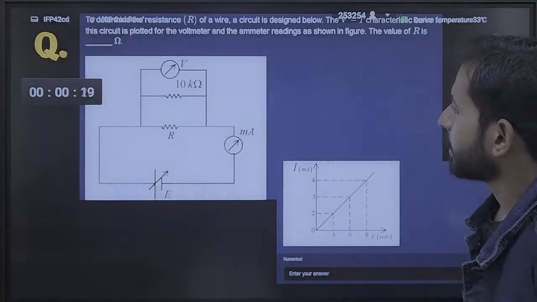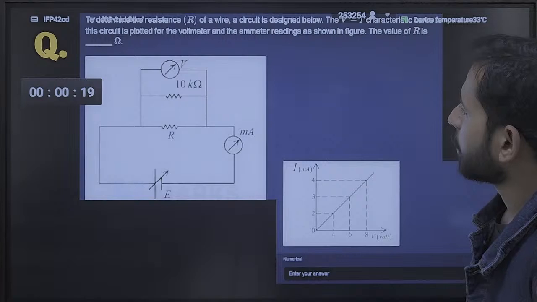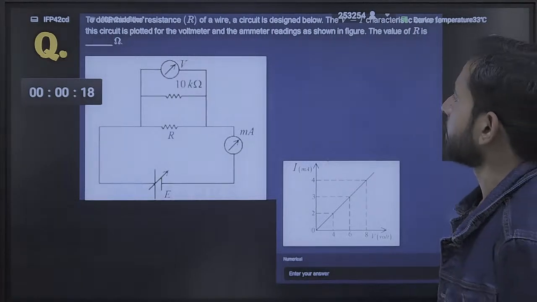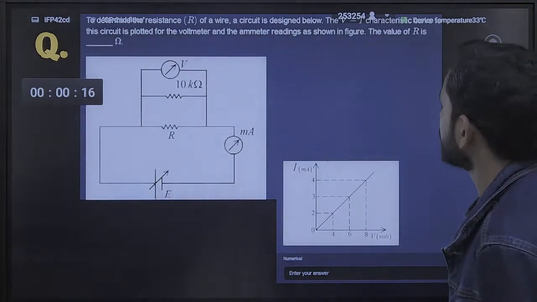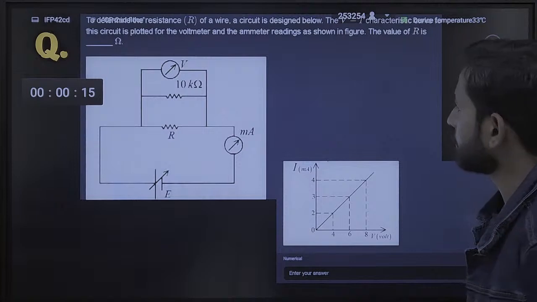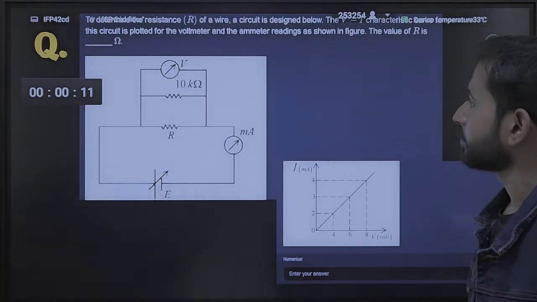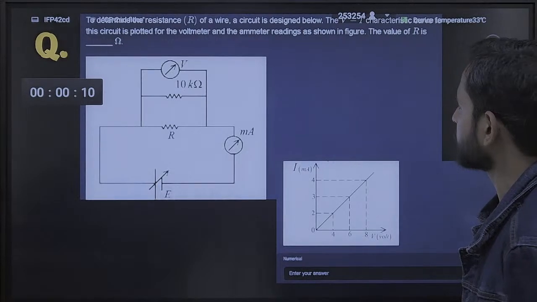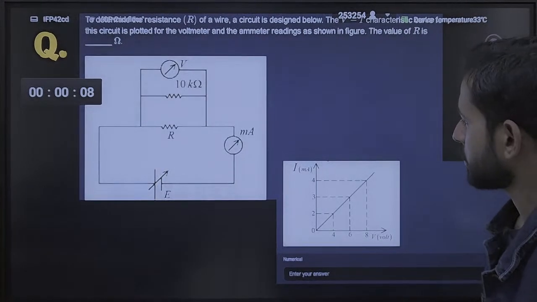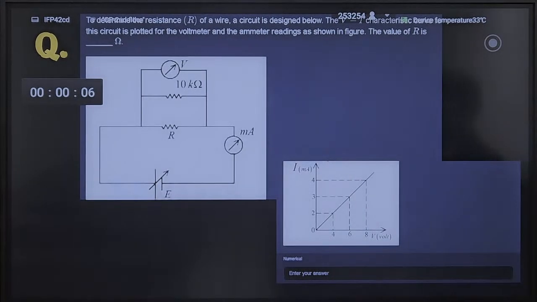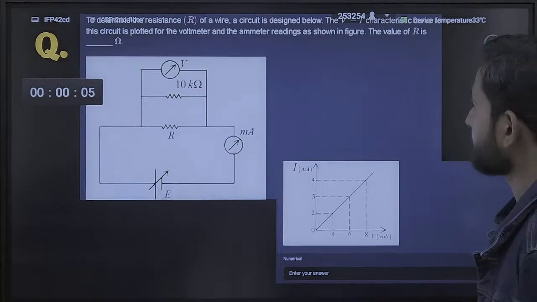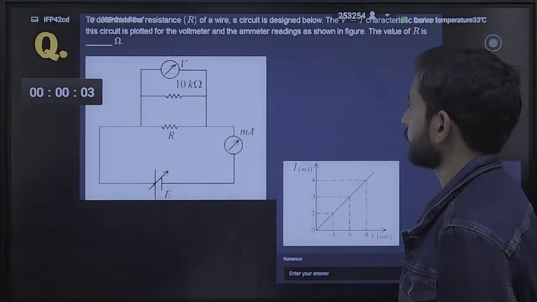To detect the resistance, a circuit is designed below. The VI characteristic is also given to you. The circuit is plotted for the voltmeter and ammeter readings as shown in the figure. The value of the resistance R you have to calculate actually.